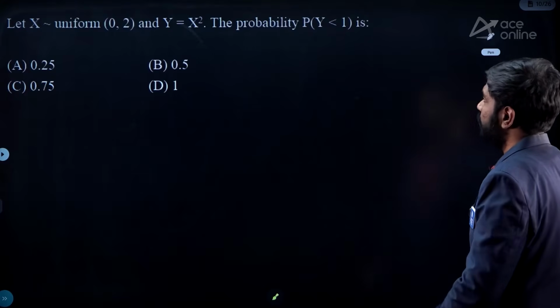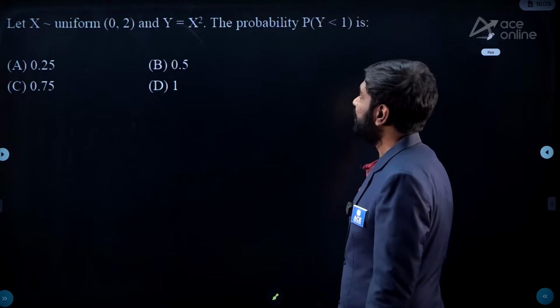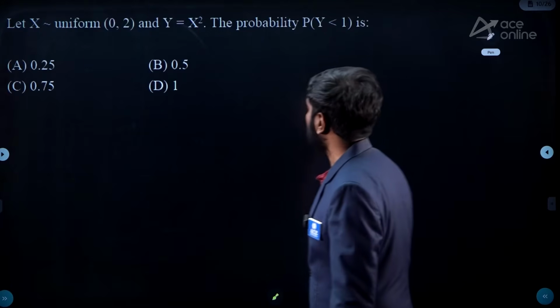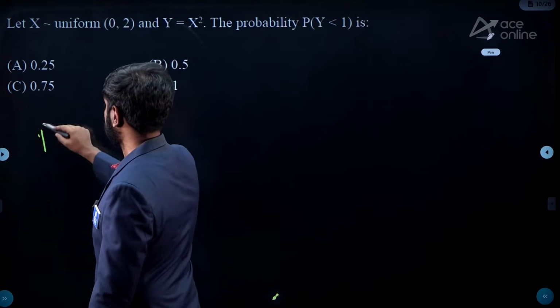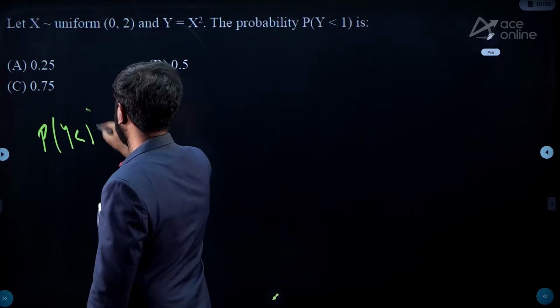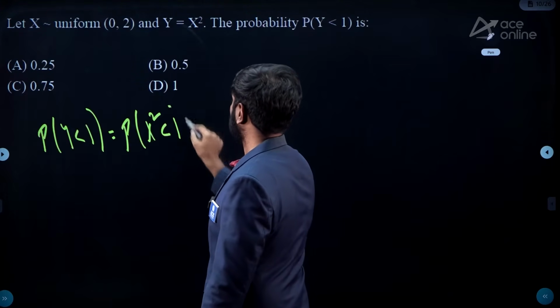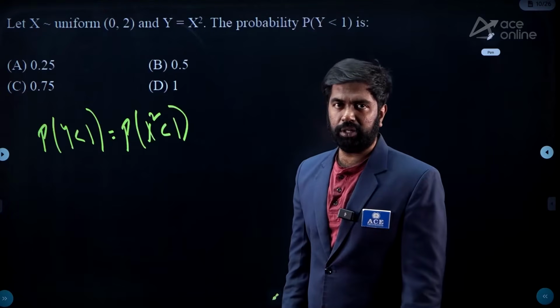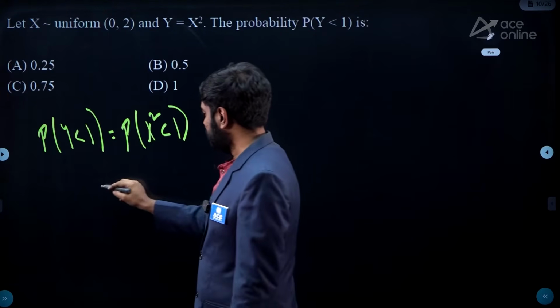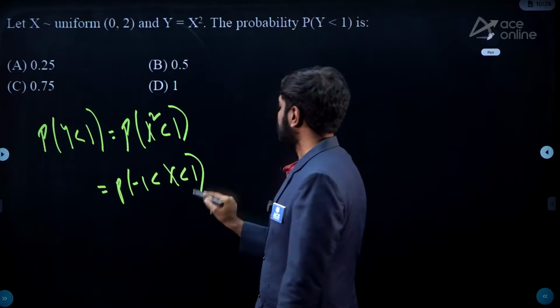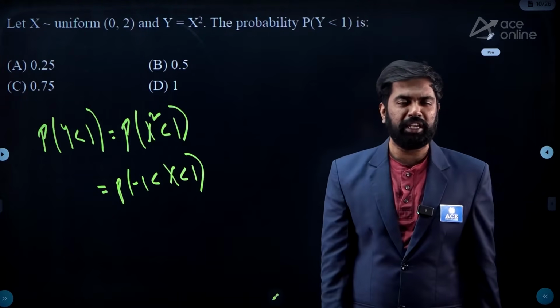Here x is uniform in the interval 0 to 2, y is x square. They have created a new random variable called y. The probability of y less than 1. What is y? X square. So what do you mean by x square less than 1? Now when you say x square is less than 1, it means x is from minus 1 to 1. If you can find this probability, the game is over.